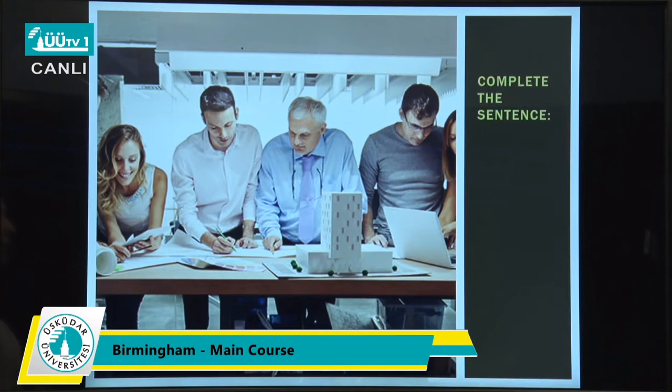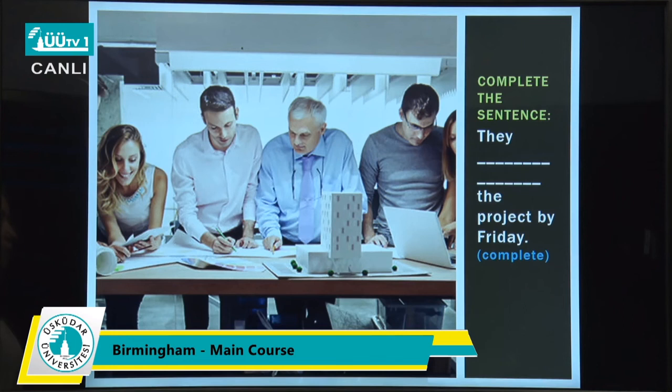So, could you please complete this sentence? How can you distinguish it? By Friday. By Friday is our time expression. They will have completed the project by Friday. It means that until Friday they will finish it.